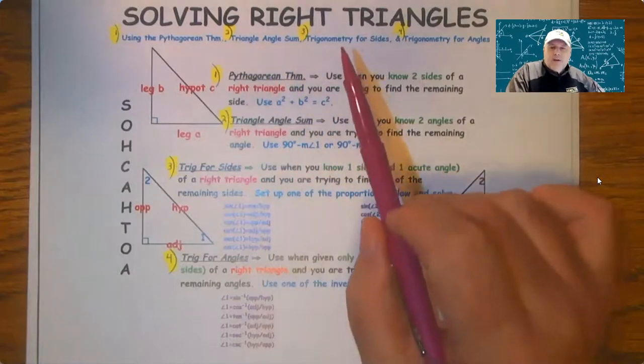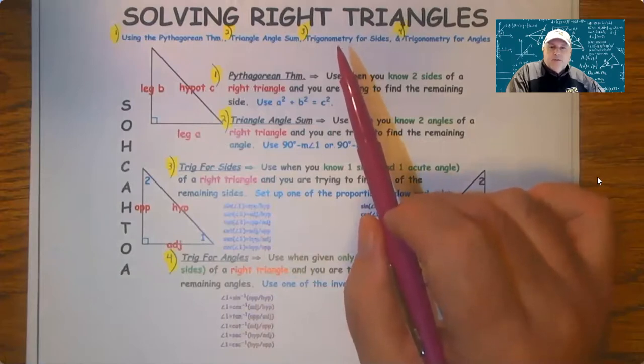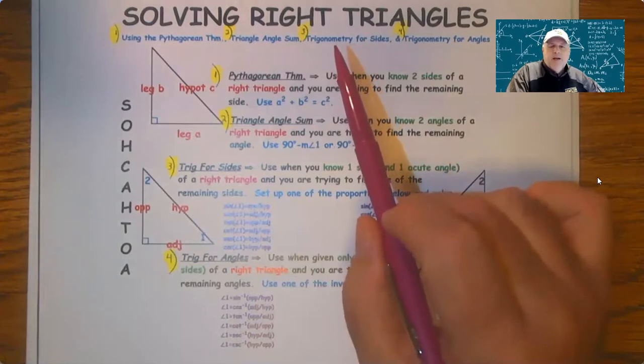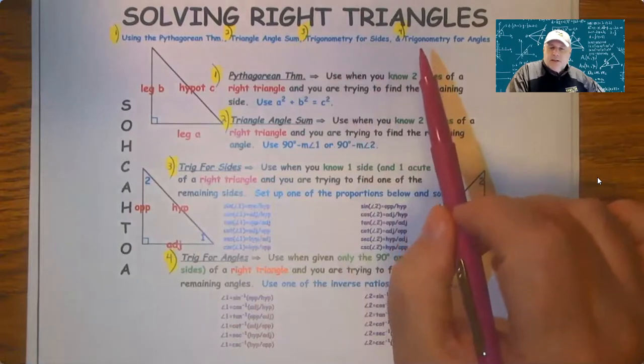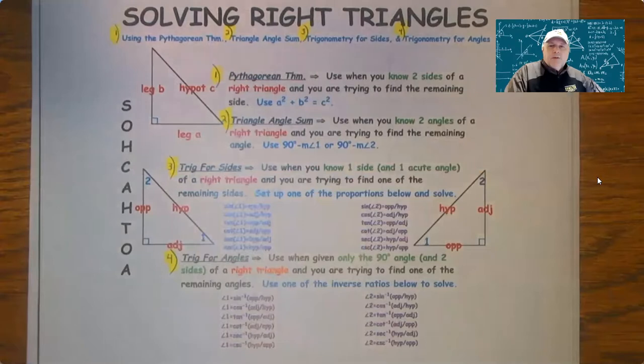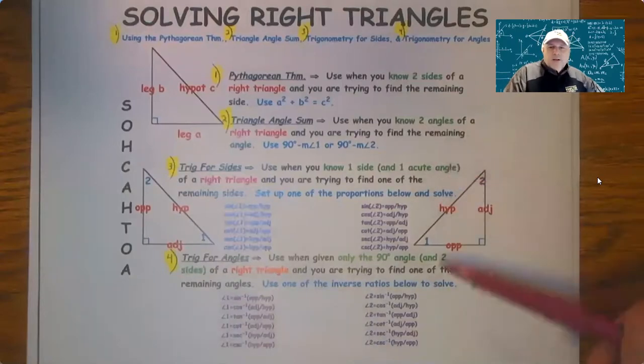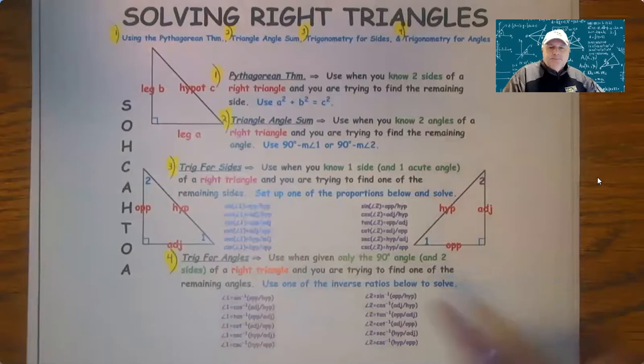If you only know one side, you're going to use a trig setup to solve for one of the sides, and then perhaps a trig setup to solve for the remaining side, or the Pythagorean theorem, and then a trig setup to solve for an angle when you only know the right angle. So it's based on whether you know two sides or two angles, which is generally not the case. You generally know one side or one angle.